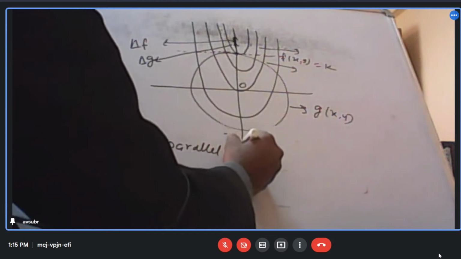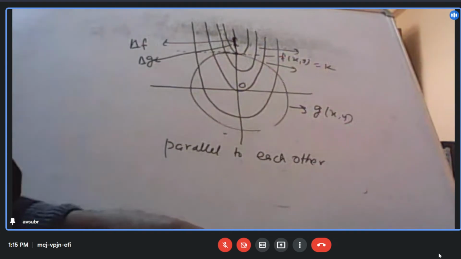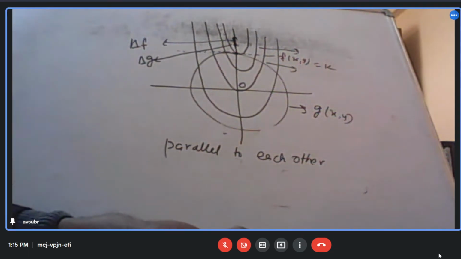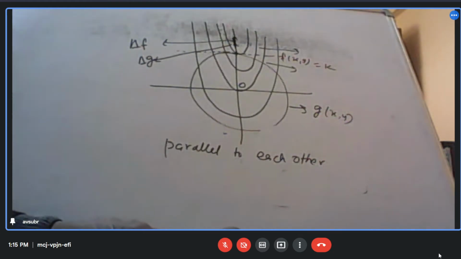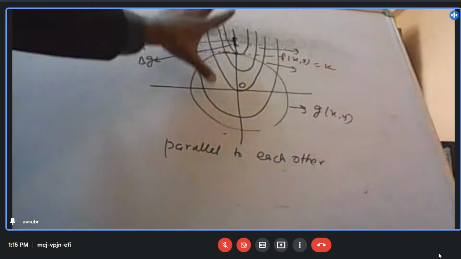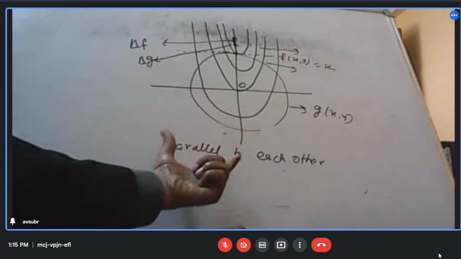They are parallel to each other. How to find the gradient, sir? Gradient we have found out: partial derivatives, del f del x, del f del y. Once again, they are parallel to each other.